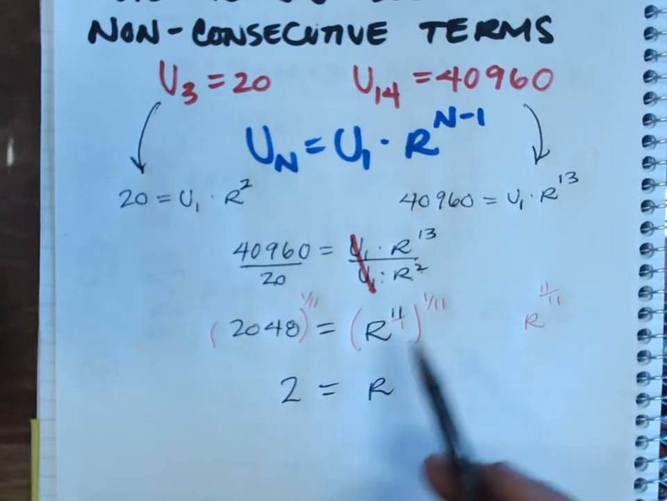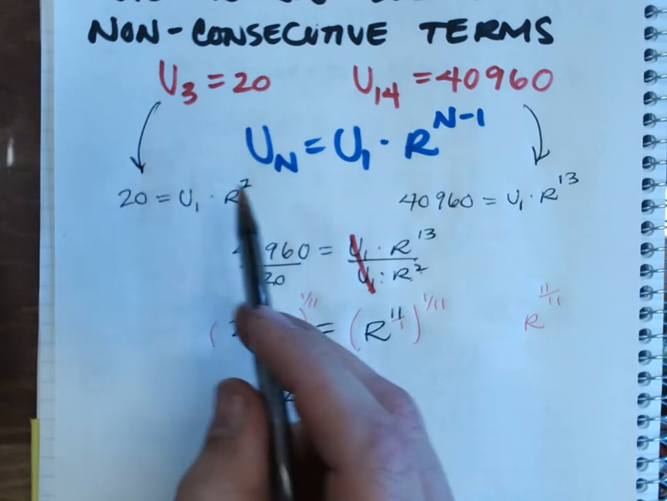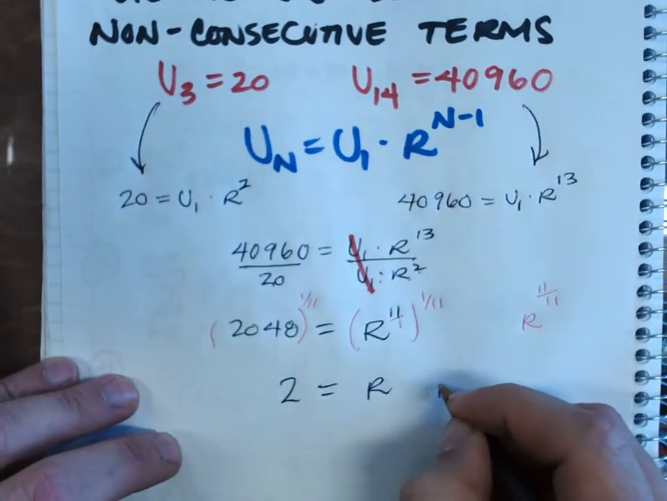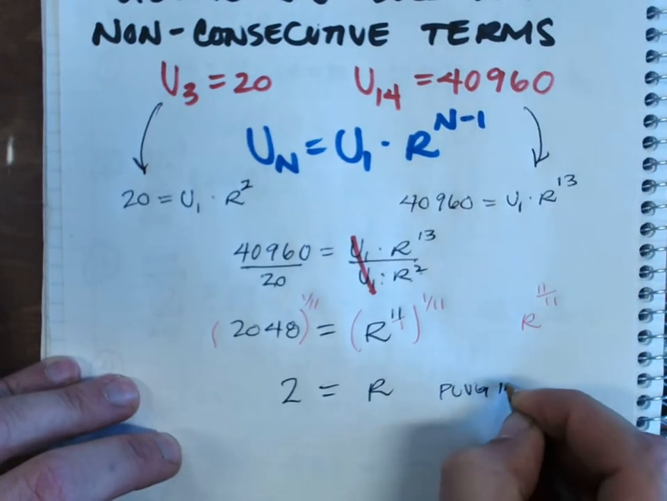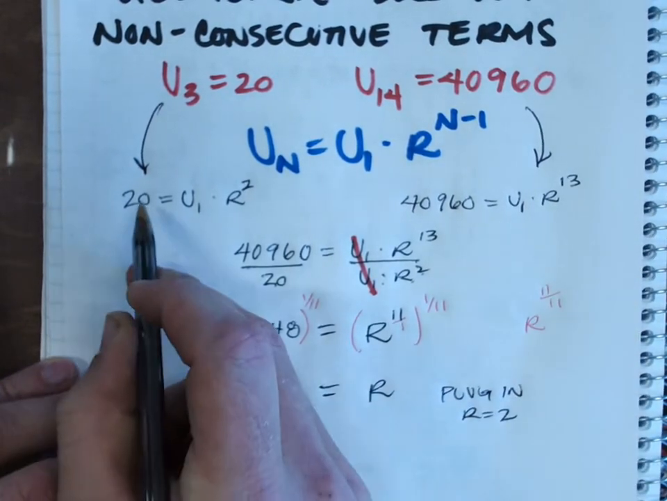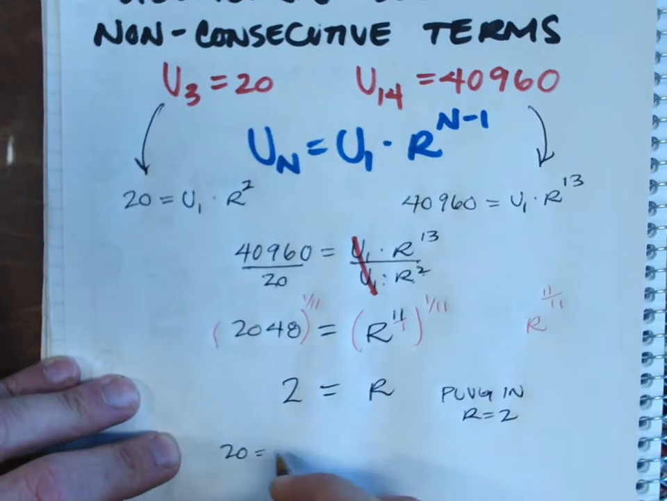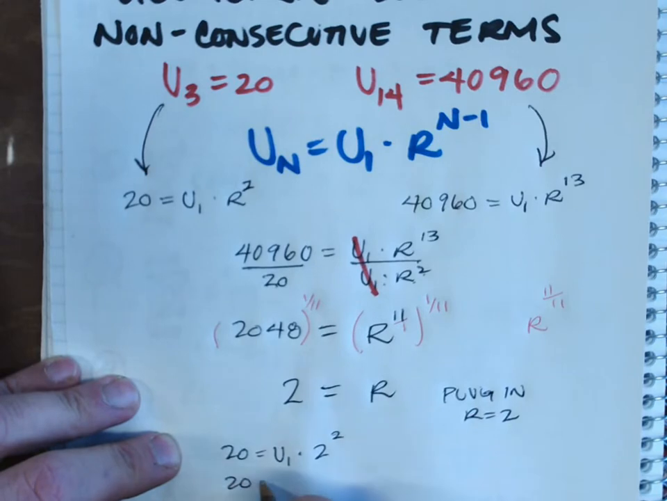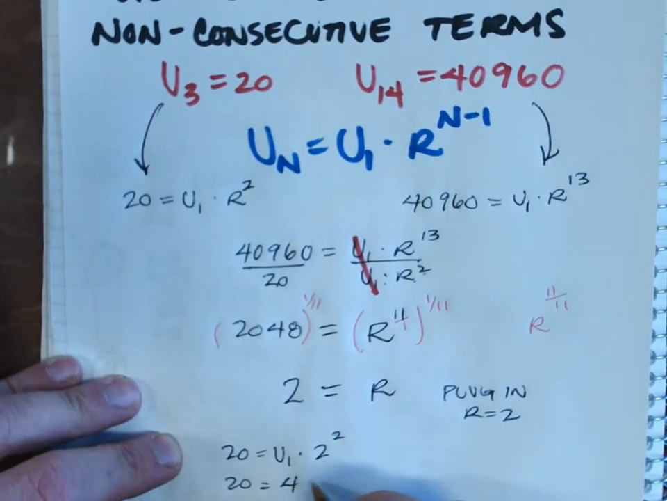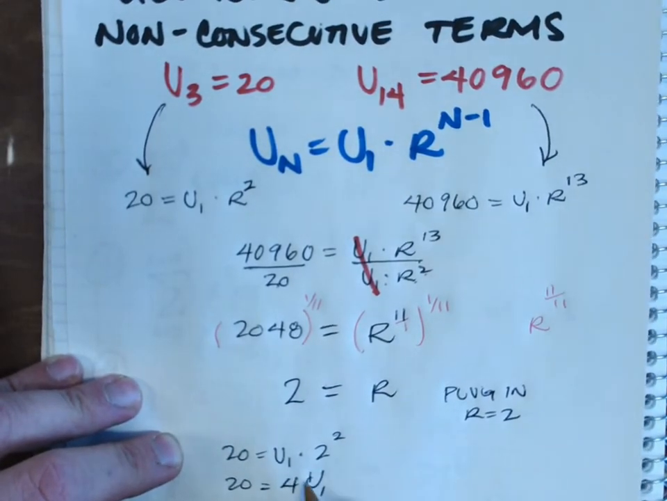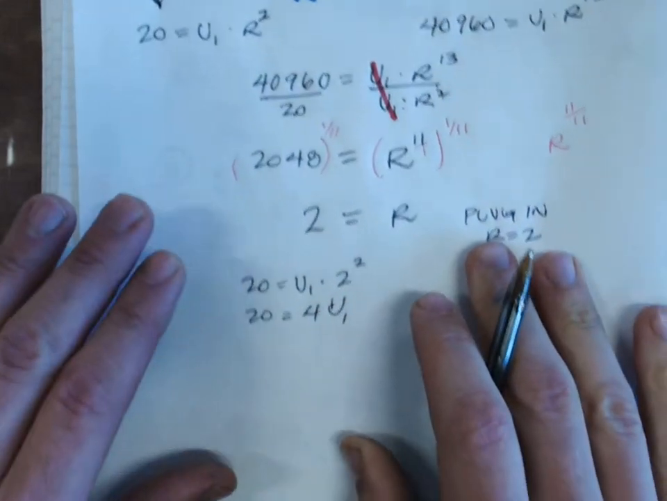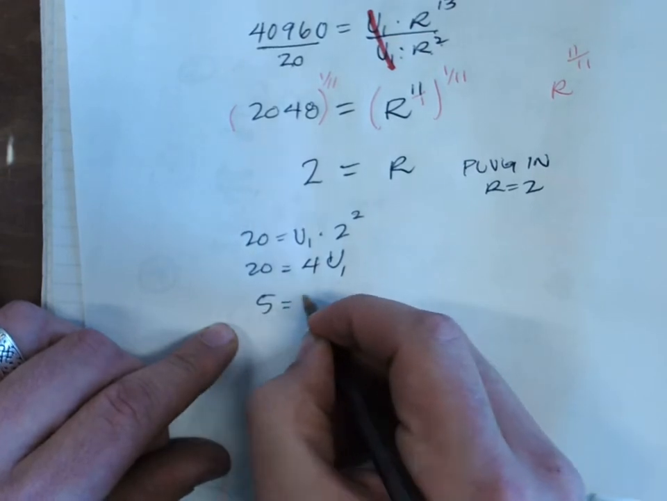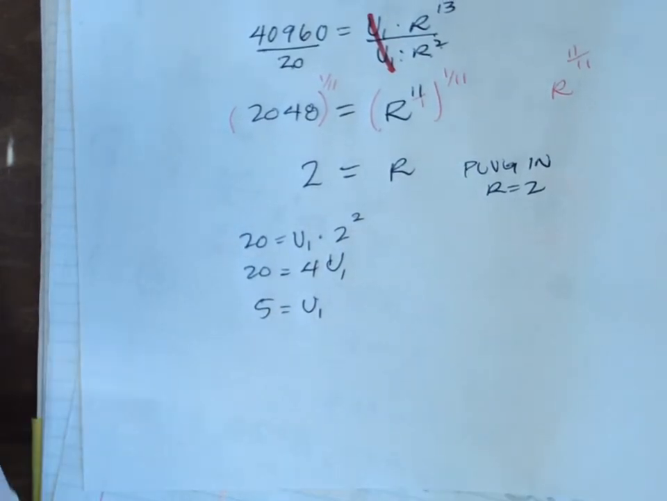We'll go back and plug that into one of the equations, and I'm going to use this one because it looks much easier to use. So if we plug in r is 2, it would read 20 equals u1 times 2 squared, or 4. And if I rewrite that, that would be 4u1. Generally write the coefficient in front of the variable, and then divide both sides by 4 and get u1 is 5. So we found the ratio and u1.